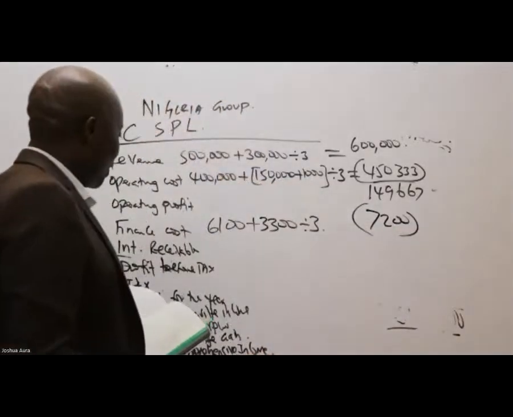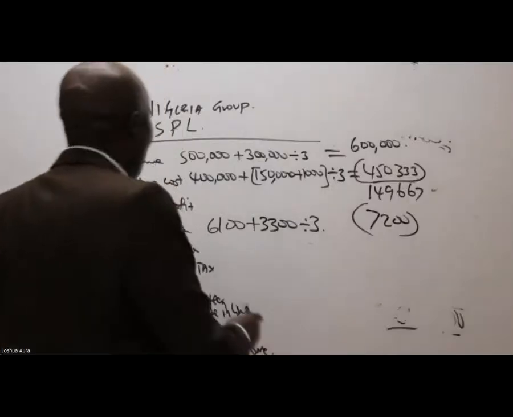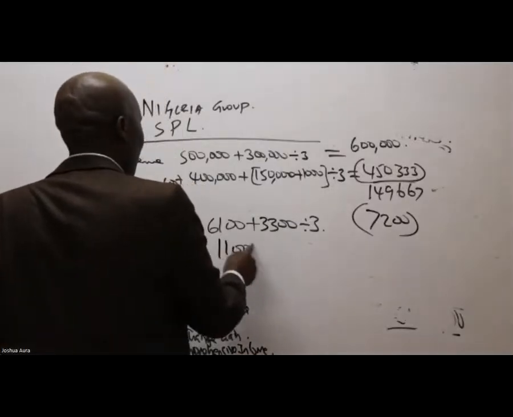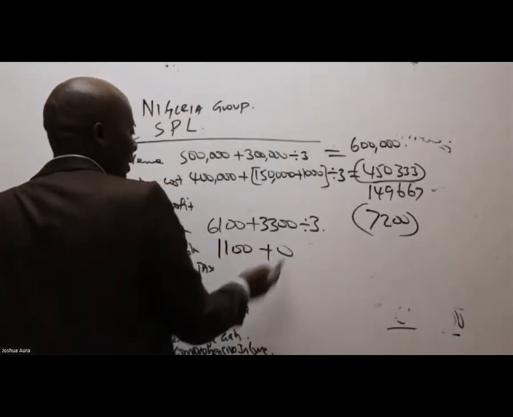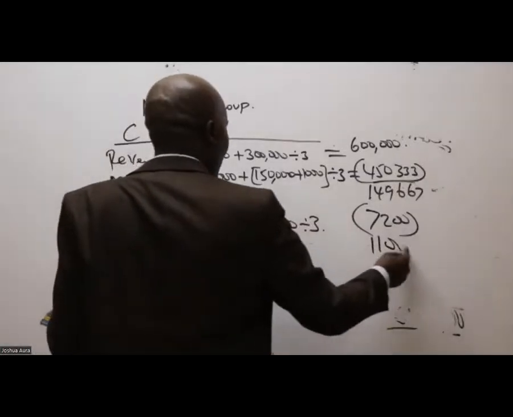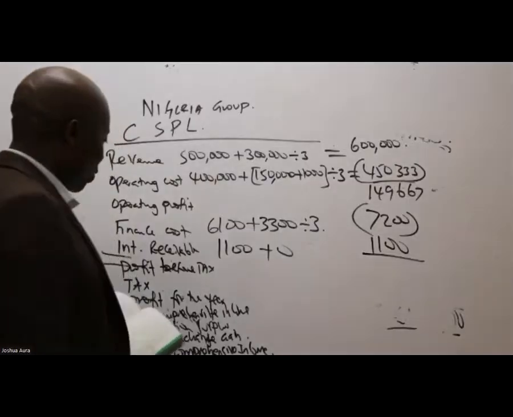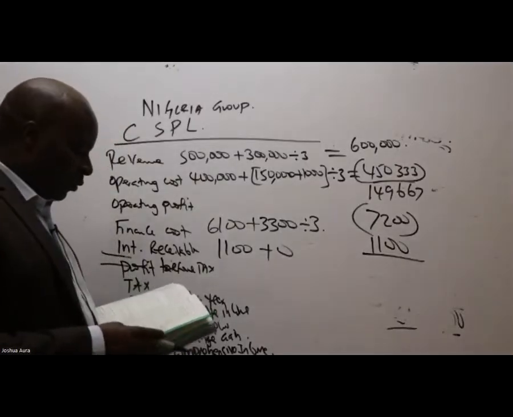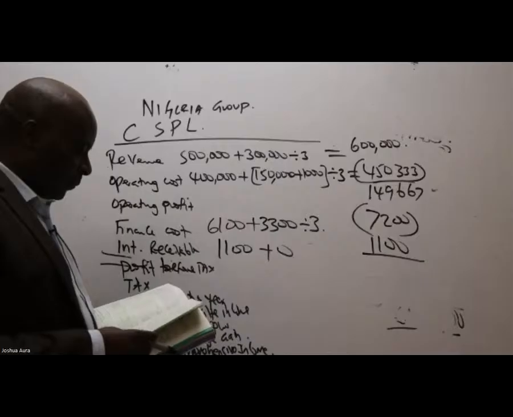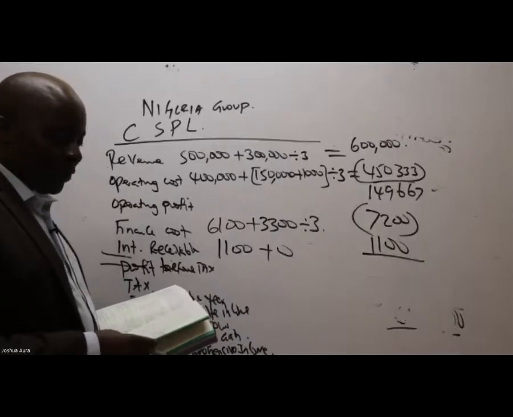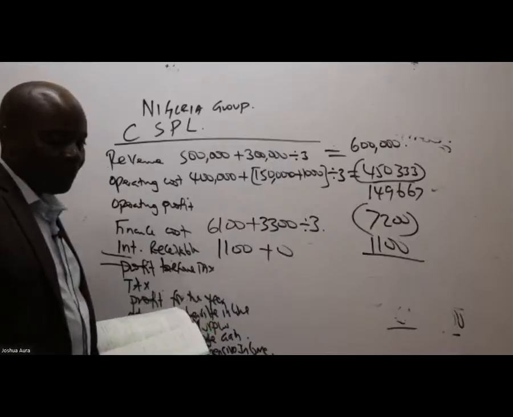And then we have interest receivable. Interest receivable is 1,100, plus 0. So there is no translation here. This gives me 1,100. It's an income. So could you kindly give me the profit before taxation? Who can give me the profit before taxation very fast?